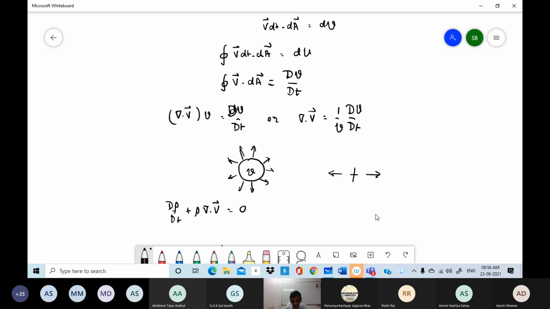So this was in Cartesian coordinate system. We still need to see what form this equation will take if we go to some other coordinate system, for example, cylindrical coordinate system. So that is what we'll take up in the next class, because cylindrical coordinate system is something which is very commonly used in engineering.